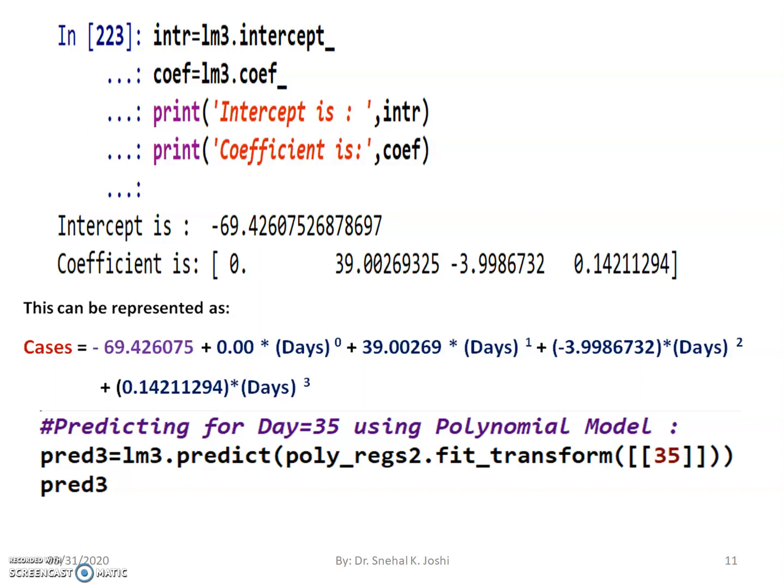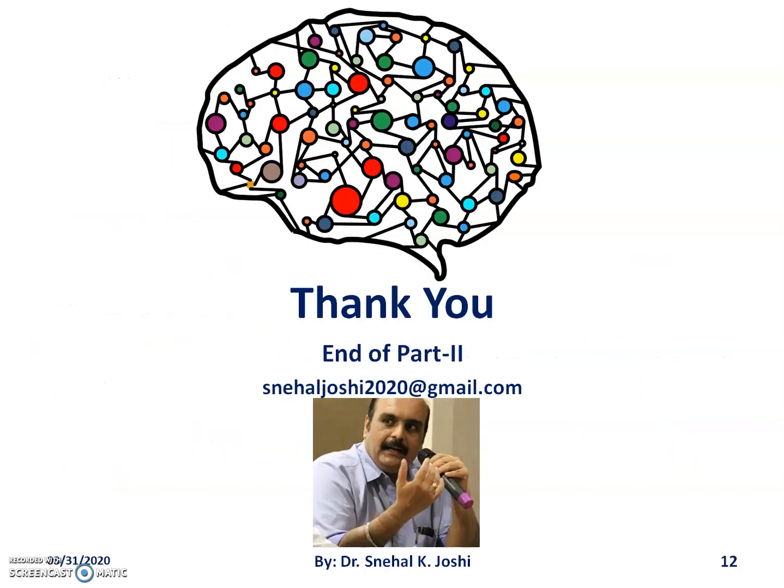So using this particular model, once the model is fitted, and using the predict function, you can just pass the day value and you will obtain the corresponding predicted cases for that particular day. And you can check by predicting for the next week, or 10 days later, and then compare with the actual dataset. So that was about polynomial regression.